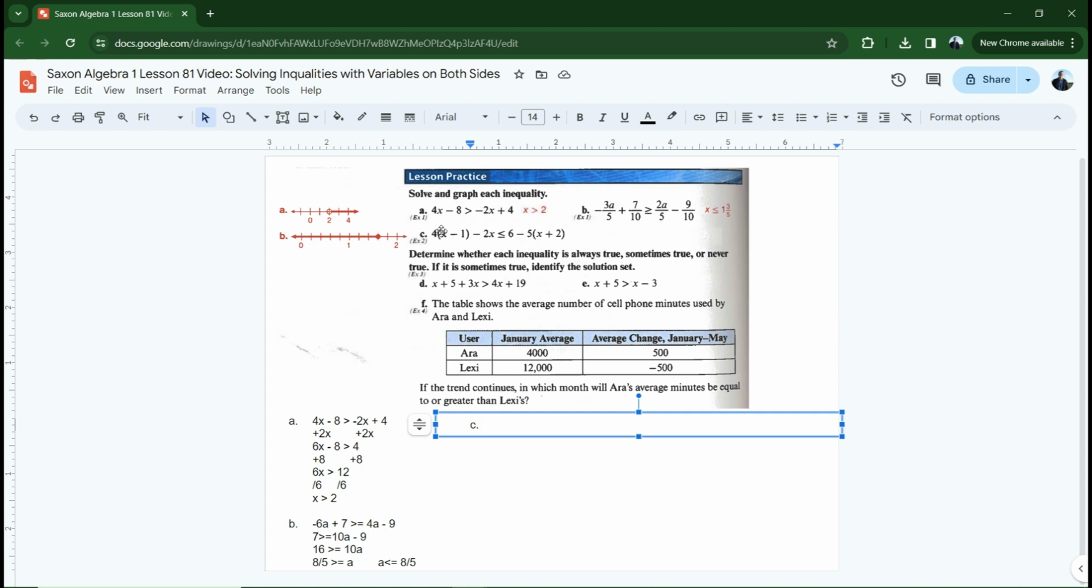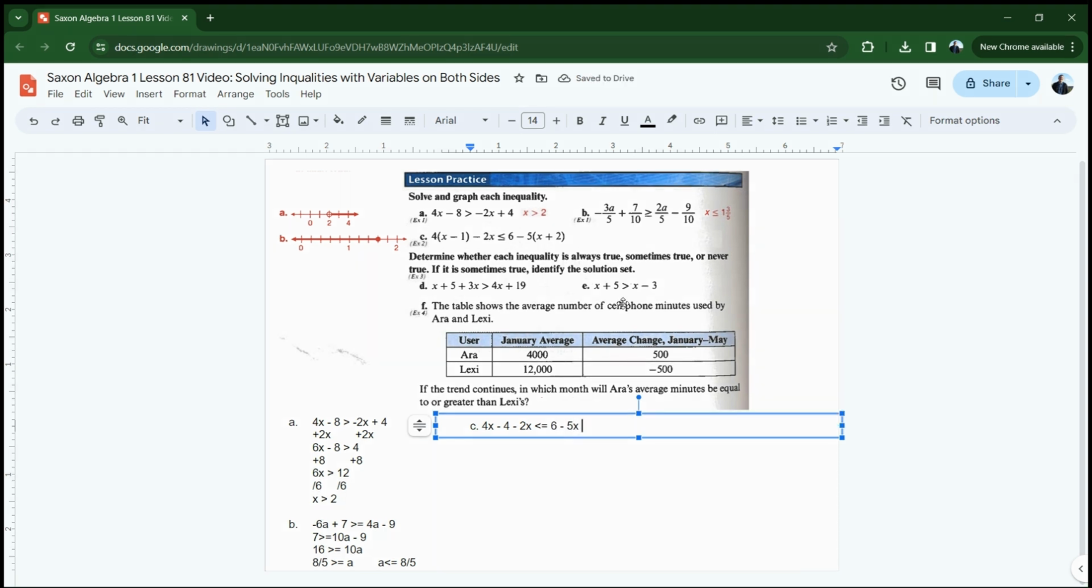Letter C. In this one, we have a lot going on. Hey, I need to distribute this 4 right away, and I need to distribute this 5 right away. I'm just going to do that before I even actually start to work the problem. So I'm going to do 4x minus 4 minus 2x is less than or equal to, and then on the other side, 6 minus 5x. And let's see, this is minus 5 times 2 becomes minus 10.